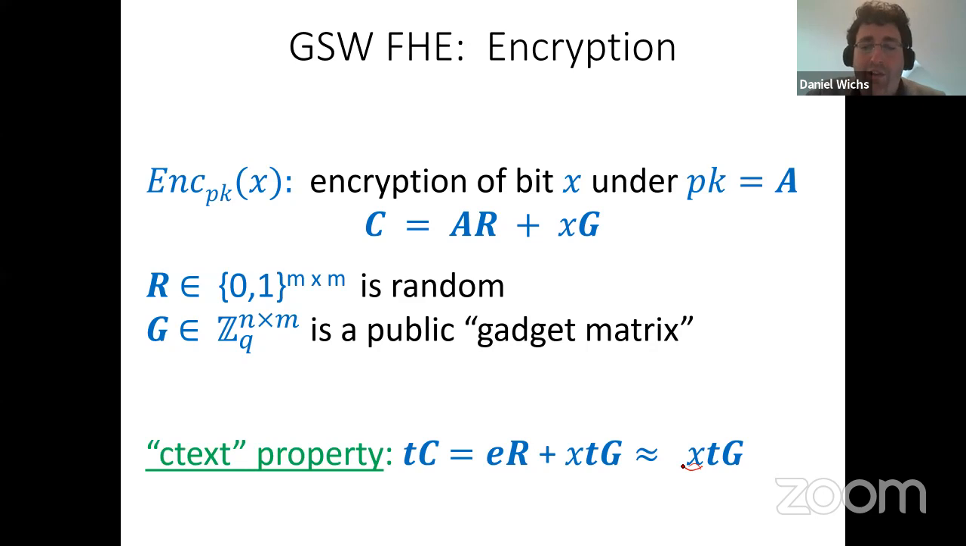And this actually also automatically gives us a way to decrypt, because if X is 0, then this whole vector will be very close to 0. And if X is 1, then this vector will have some large entries. So by checking if this vector is close to 0 or not, you can recover X.